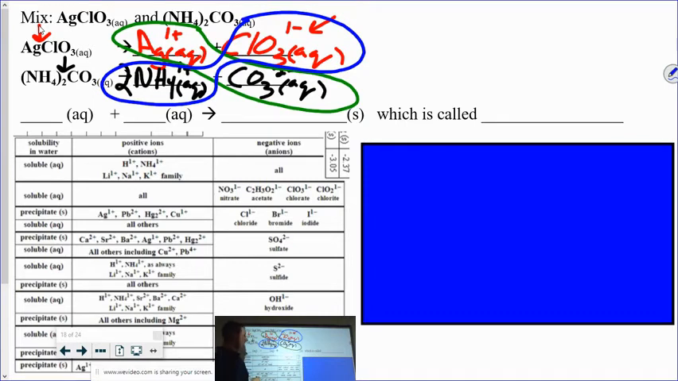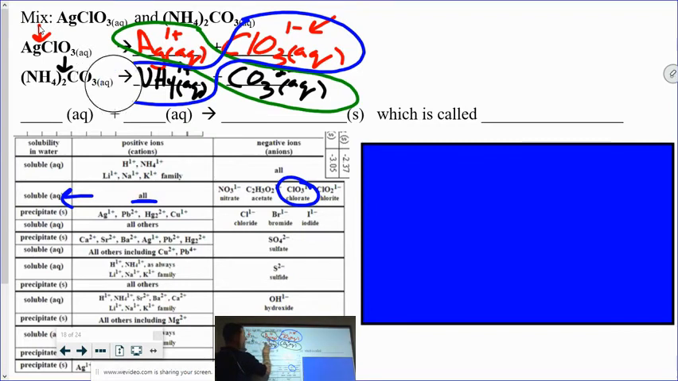So let's look for ClO3. Here is ClO3. We come over here, it says all. So all positive ions are soluble. So our reaction is not this ammonia with the ClO3.